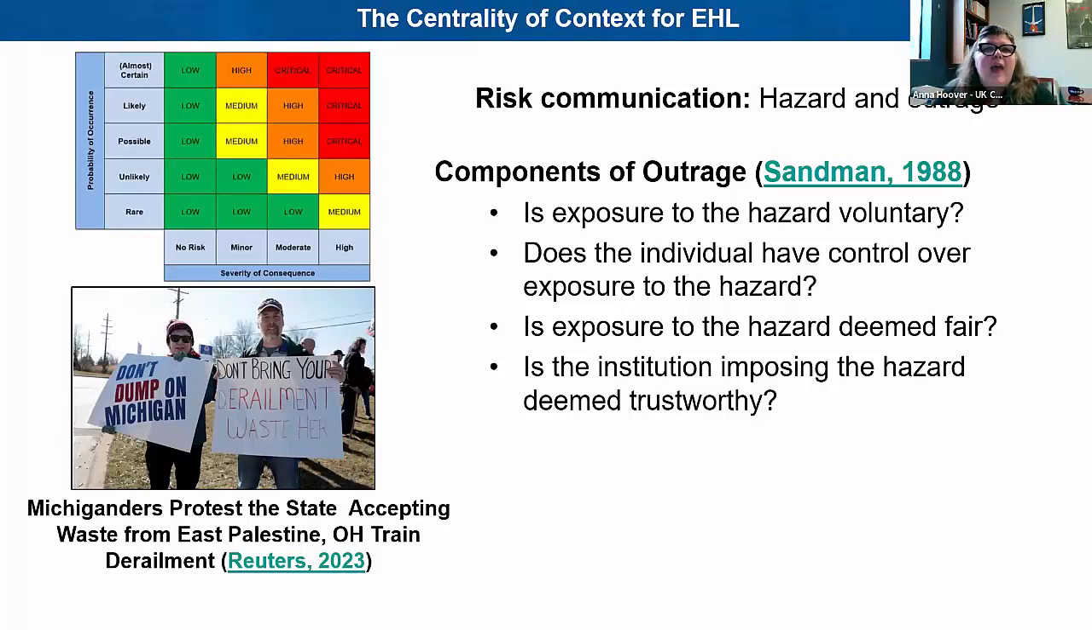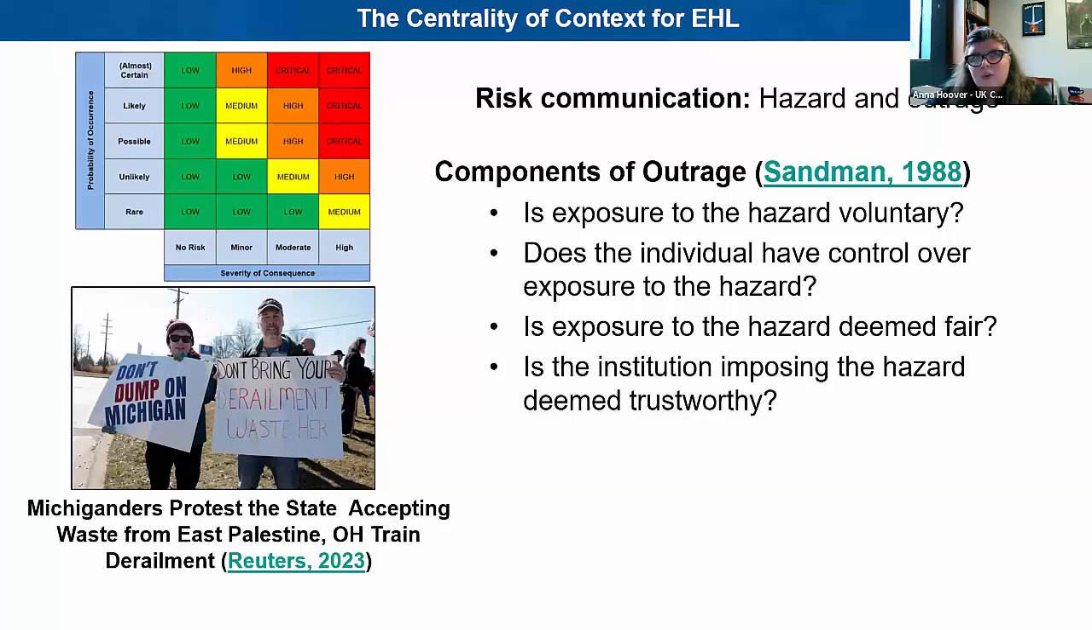So is exposure to the hazard voluntary? In the bottom left here, I have a picture of folks in Michigan protesting the idea of waste coming from the East Palestine, Ohio train derailment into their communities, and they're protesting. Their exposure to the hazard was certainly not voluntary. Does the individual have control over exposure to the hazard? Clearly, they do not perceive that they do. Is the exposure deemed fair? Often that is about who benefits and who pays for it, right? So clearly there's some issues there. And is the institution imposing the hazard deemed trustworthy? Often that institution is either a federal agency, maybe a state agency.